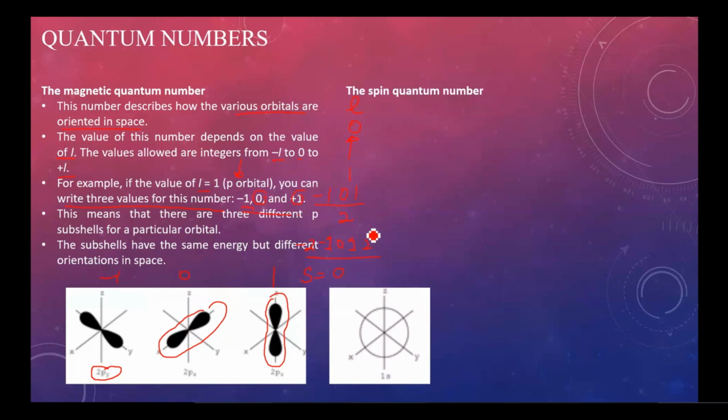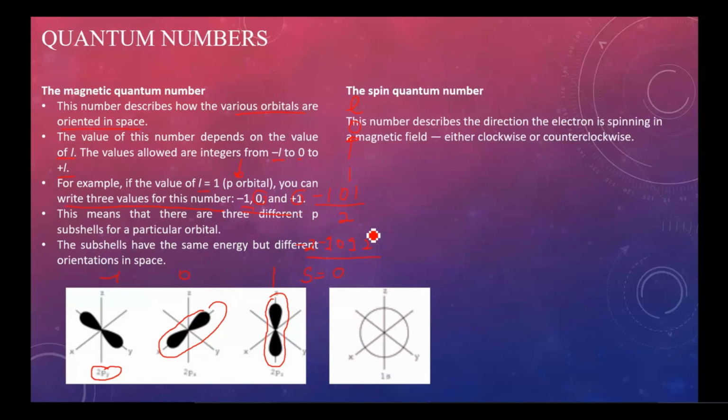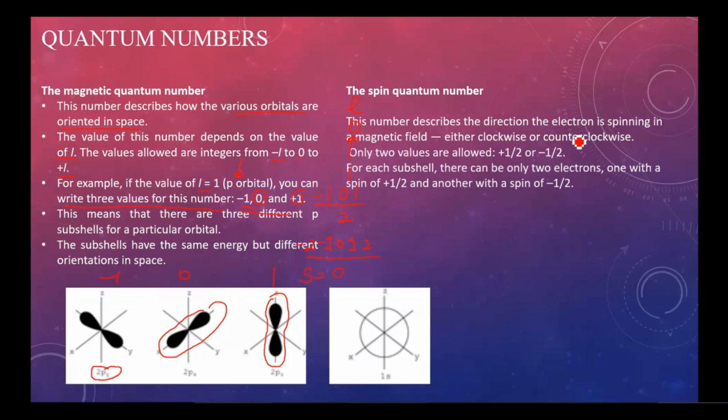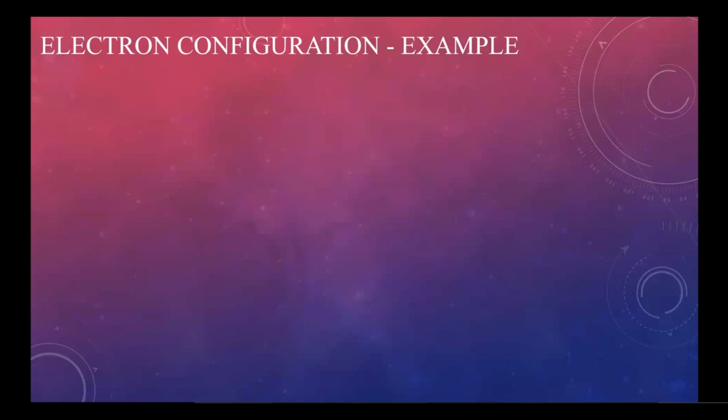Coming to the spin quantum number, it describes the direction the electron is spinning in a magnetic field, either clockwise or counterclockwise. Within any subshell, you can only have two electrons, having a spin of plus half or minus half, or clockwise or anticlockwise spinning direction.